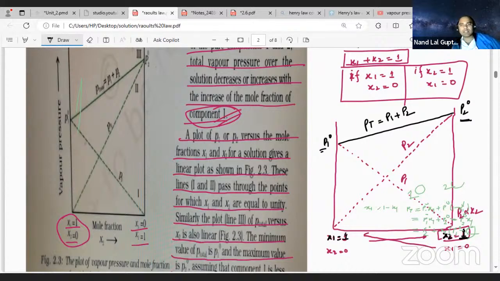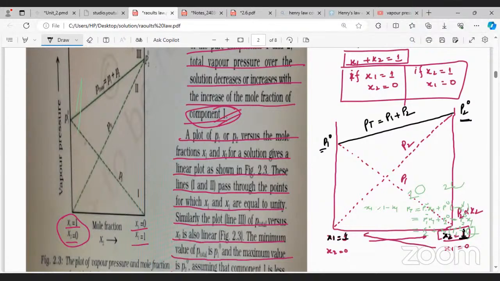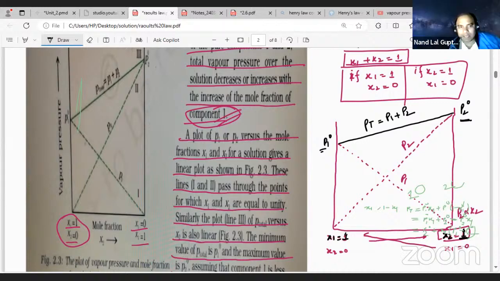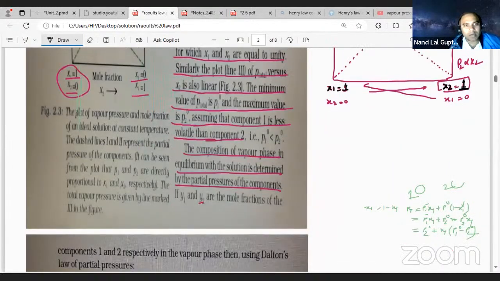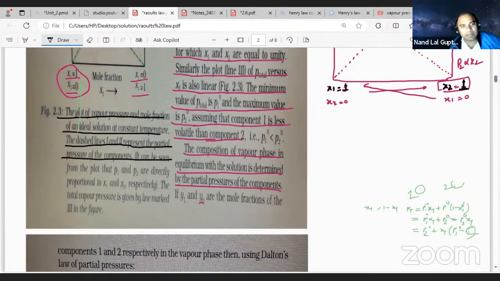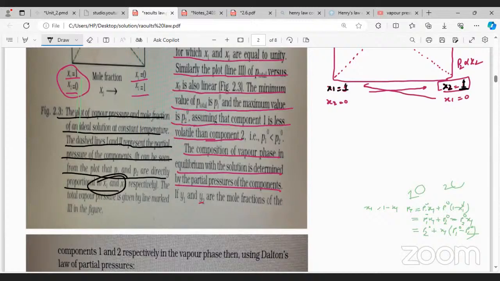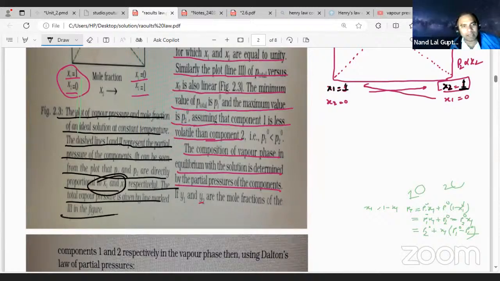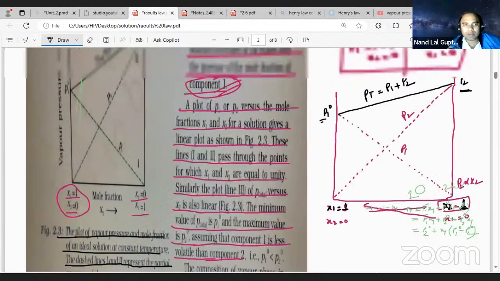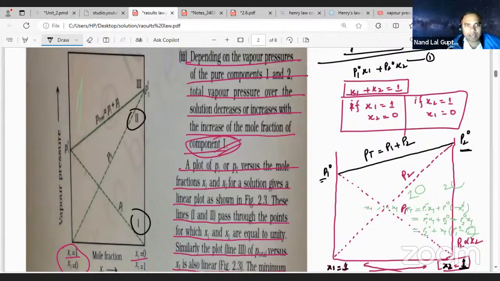Can you correlate this one? Okay, now go back to the slides. You see the plot of vapor pressure and mole fraction of an ideal solution at constant temperature. The dash lines 1 and 2 represent the partial pressures of the components. It can be seen from the plot that P1 and P2 are directly proportional to x1 and x2 respectively. The total vapor pressure is given by the third line. This is the first line, second line, third line.